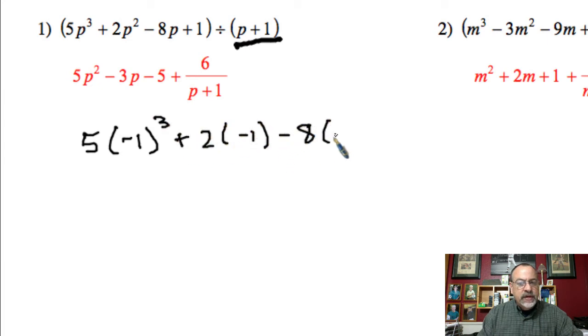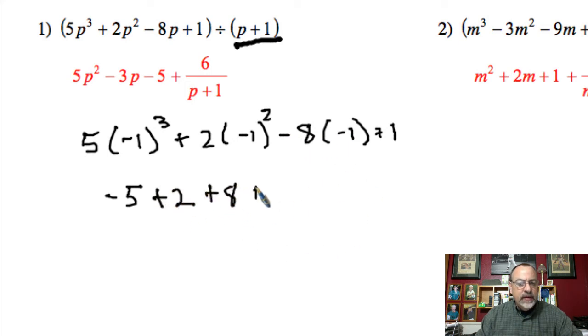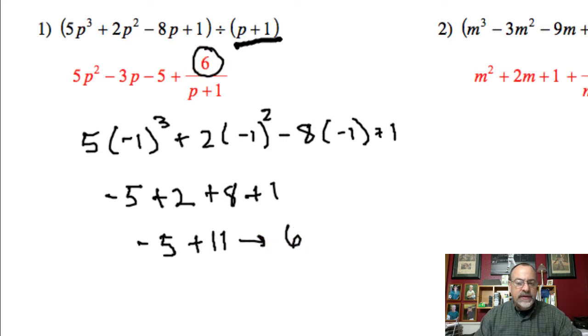So let me plug negative 1 in for all of this, and then let's go ahead and do that. So negative 1 cubed is negative 1 times 5 is negative 5. Negative 1 squared is 1 times 2 is 2. Negative 8 times negative 1 is positive 8, plus 1. So this is 8, 9, 10, 11. Negative 5 plus 11, which is positive 6, which is the remainder that I got. Okay? So let me do one more.